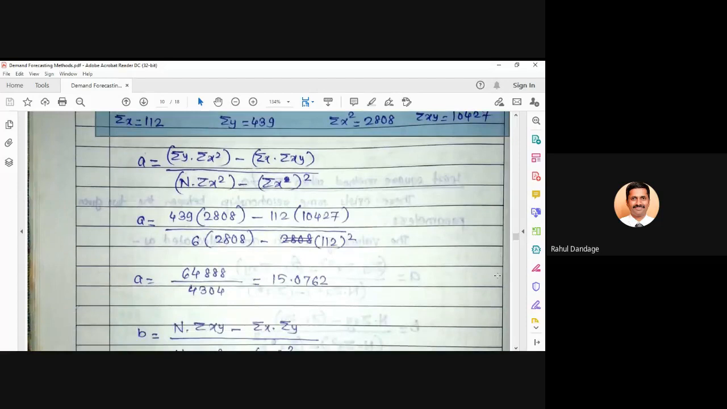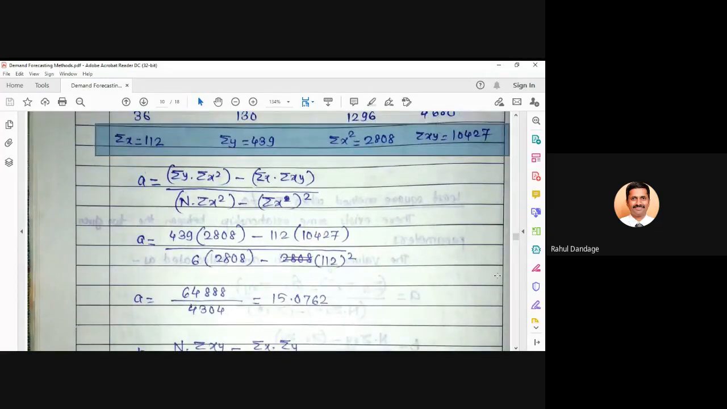Now try to apply the formula for A. What is the formula for A? Sigma Y into sigma X square minus sigma X into sigma XY, divided by N into sigma X square minus sigma X bracket square. Then substitute the values, whatever you have got.